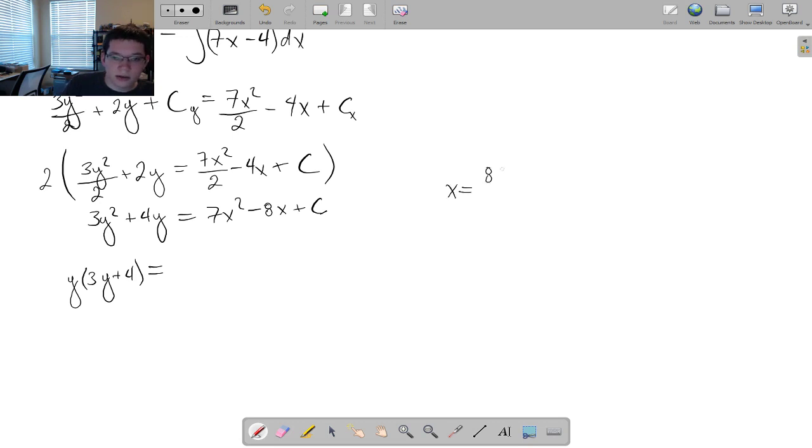8 plus or minus the square root of 64 minus 4 times 7 times, let's see, it's negative b plus or minus the square root of b squared minus 4ac. I still have to write it all out. I don't just have it in muscle memory. Don't worry if you don't. It's fine. Over 14.